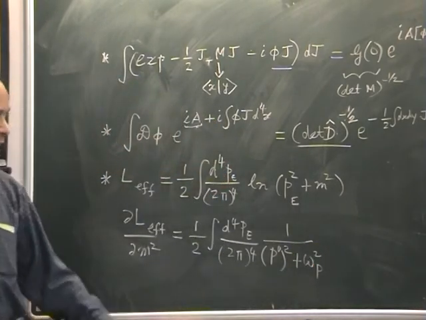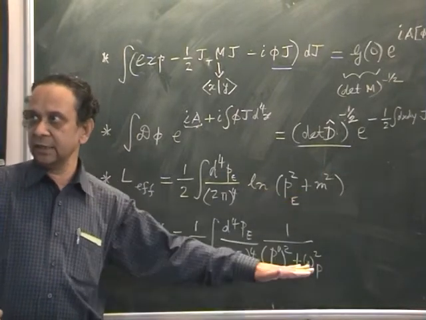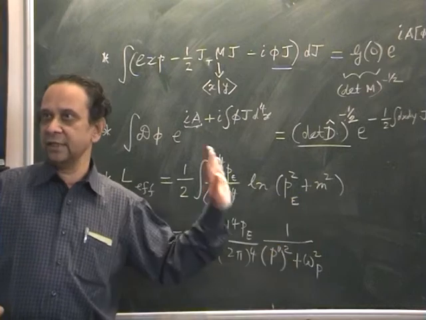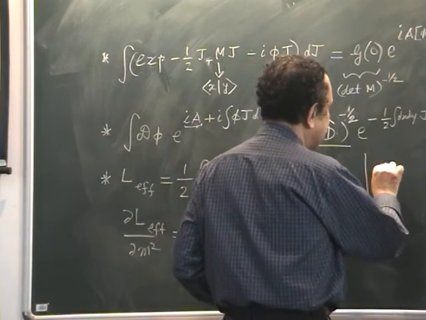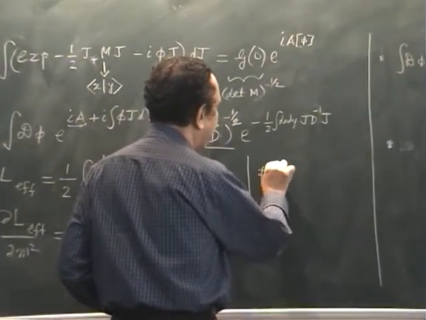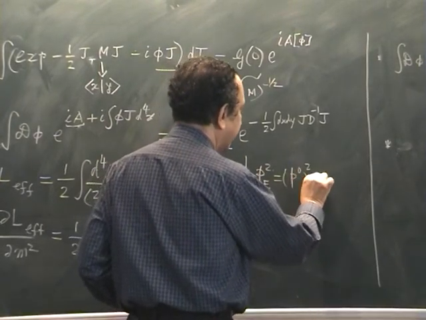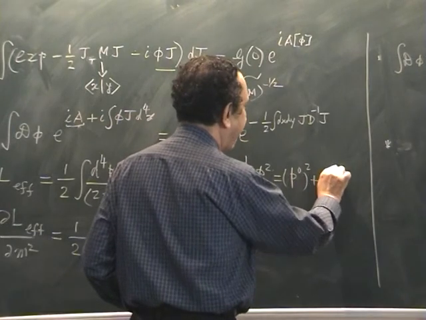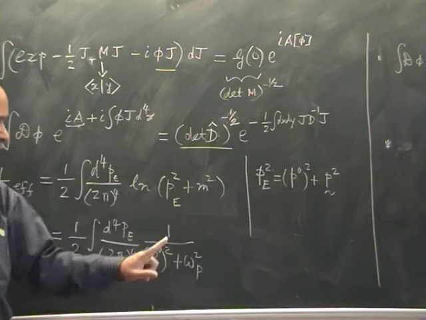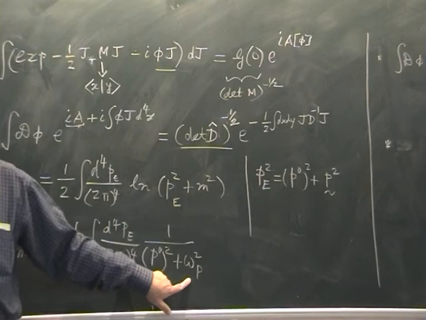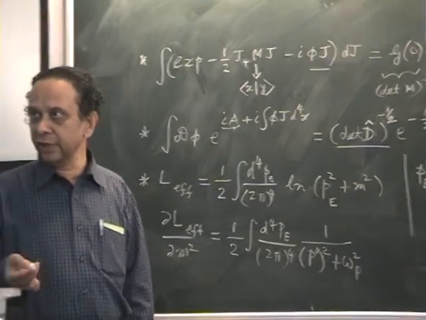So let us make sure you understand the notation. I am differentiating it with respect to m square. The derivative of the log just brings down 1 upon that factor. It's m square itself, so there is nothing further to be done. Then pe square I am going to write. This is Euclidean 4 momentum. So pe square will be the p0 in the Euclidean space squared plus the vector p squared, right? The vector p square plus m square is what I would call omega p square. That is the definition of omega p, it is p square plus m square, 3-dimensional vector. So this is what I want to do the integral on.